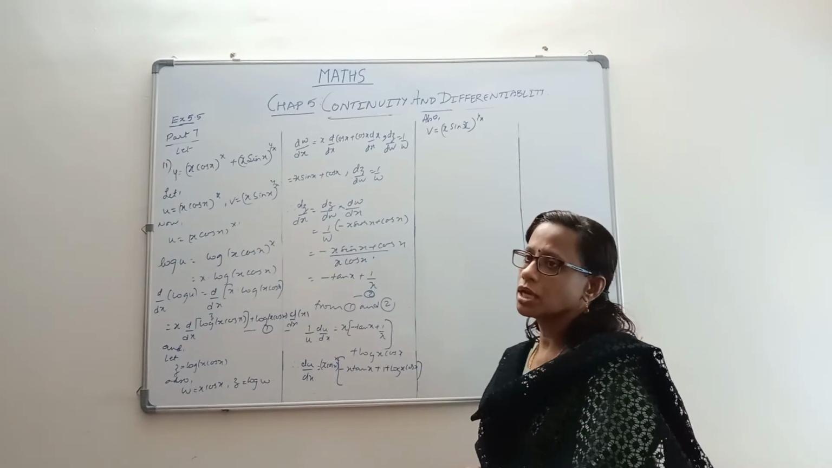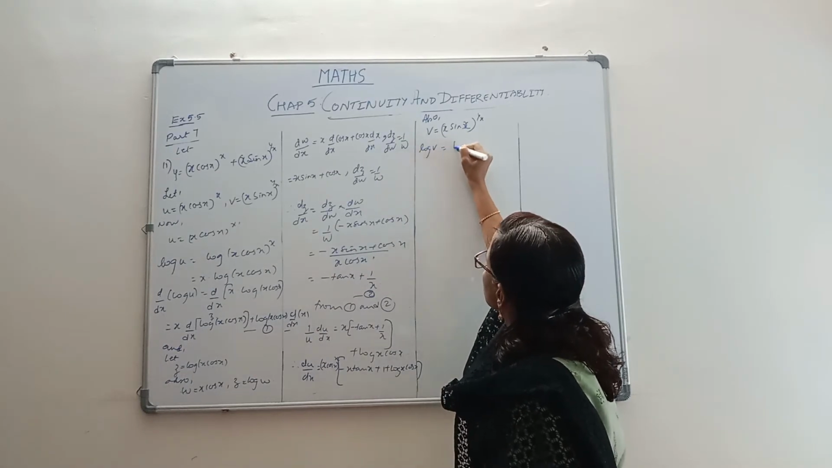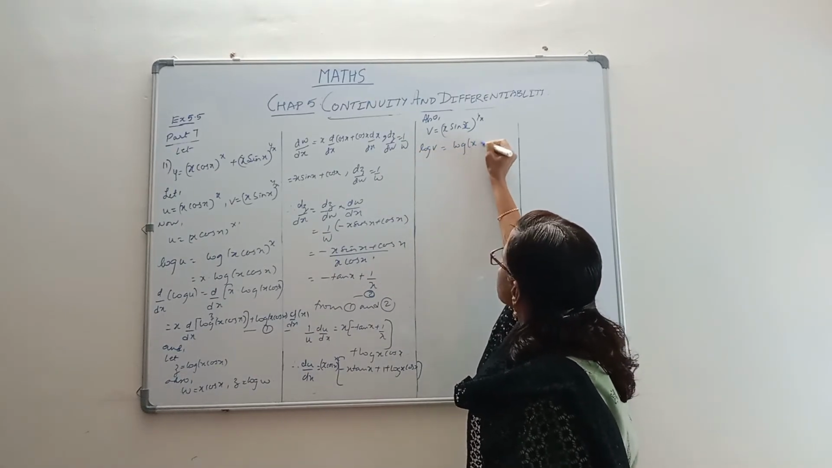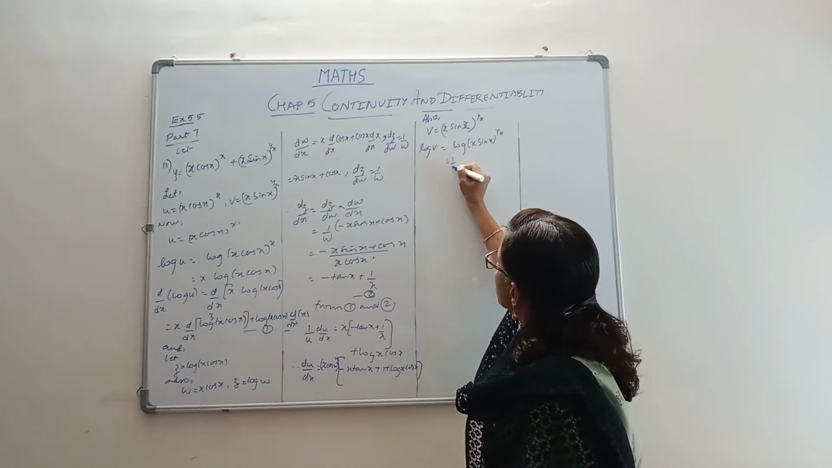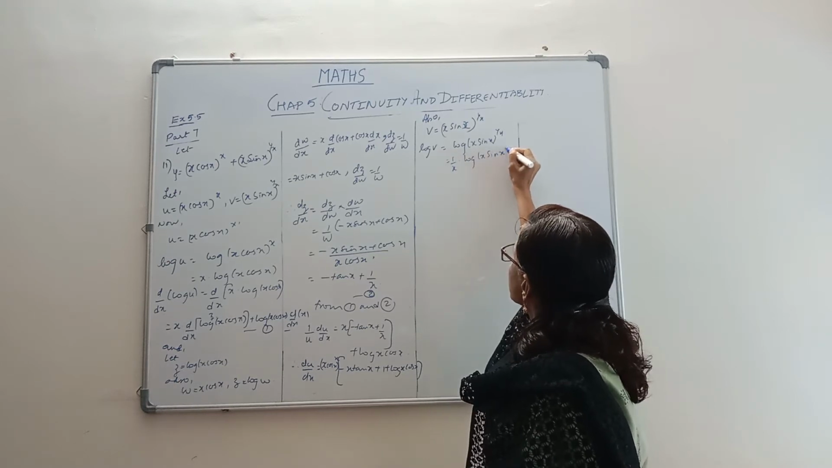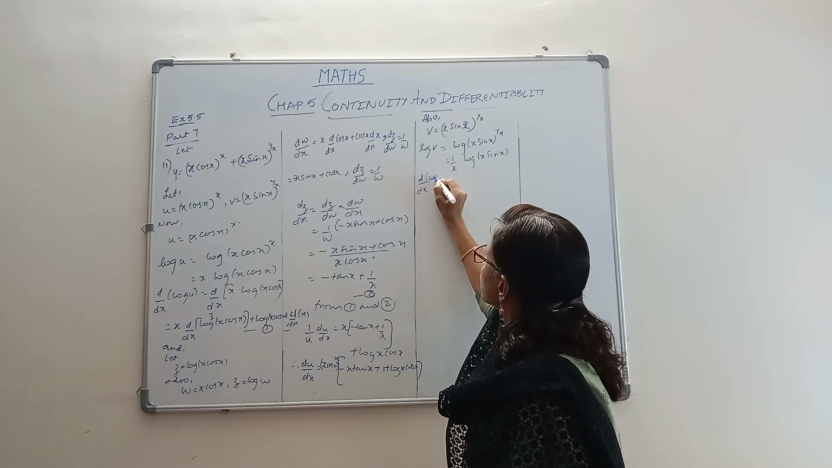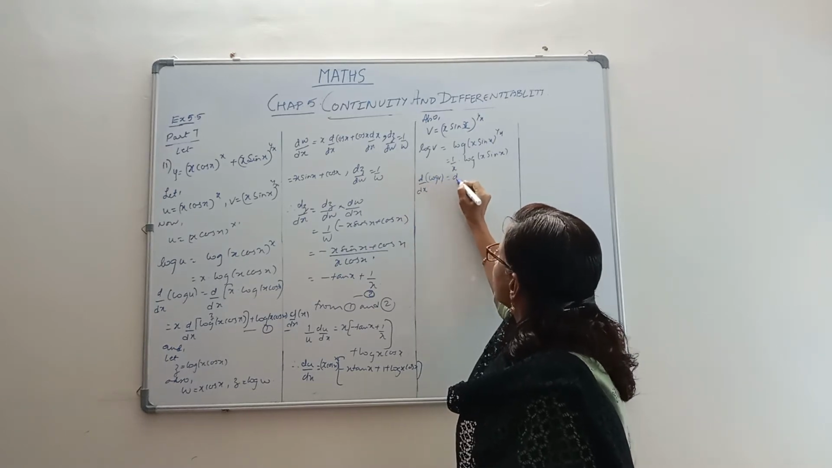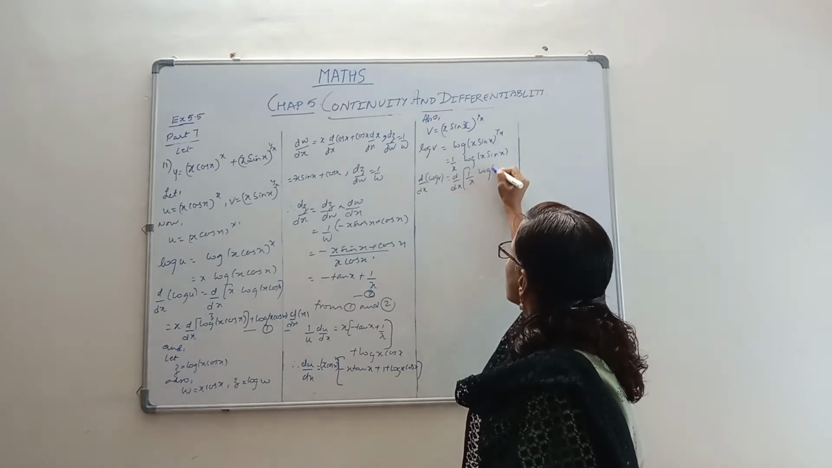So it is going to be log of v equal to log of x sin x raised to 1 by x. We know the exponent will come here: 1 by x times log x sin x. Next step is to take the derivative. d by dx of log v is d by dx of 1 by x times log x sin x.